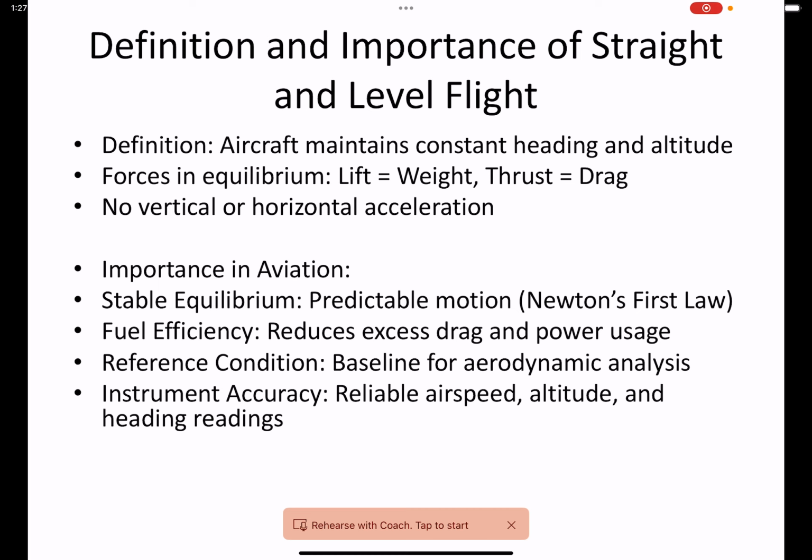This is incredibly important for several reasons. It represents a state of stable equilibrium, as described by Newton's first law, making the aircraft highly fuel efficient, provides a baseline for aerodynamic analysis, and ensures that flight instruments give accurate readings.